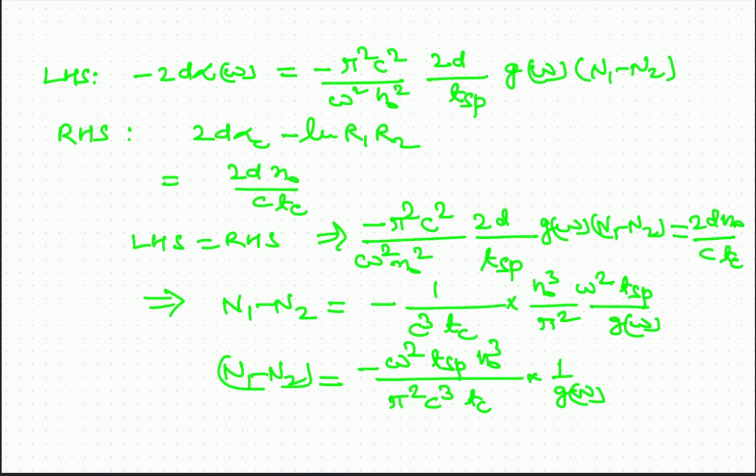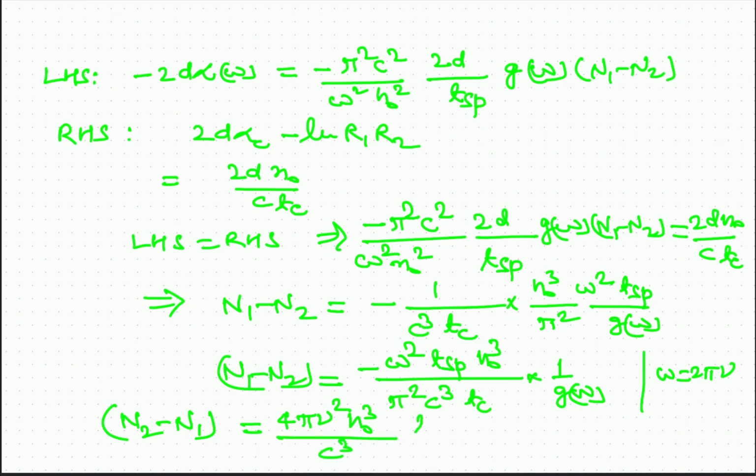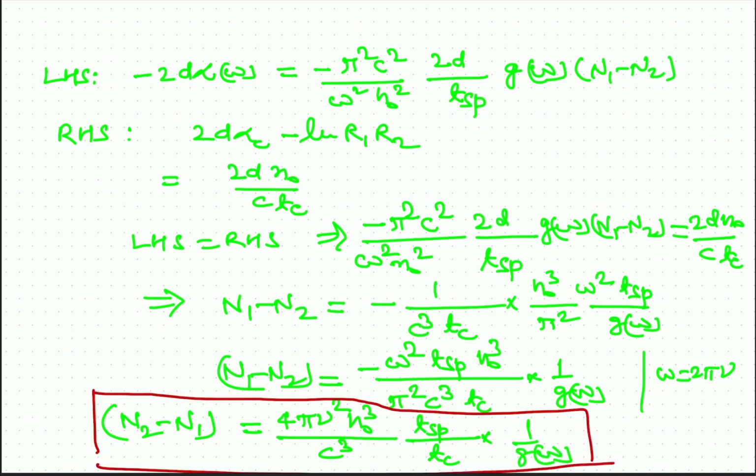Therefore, after converting this into frequency, omega is equal to 2 pi nu, we get n2 minus n1, taking the negative sign inside, that gives 4 pi nu square n0 cube by c cube into tsp by tc into 1 by g omega. This is the equation for the threshold condition.